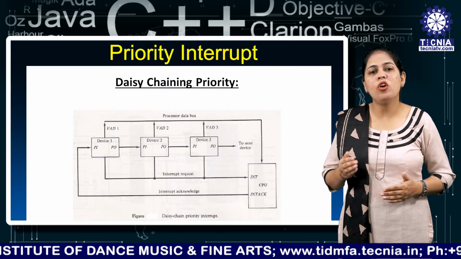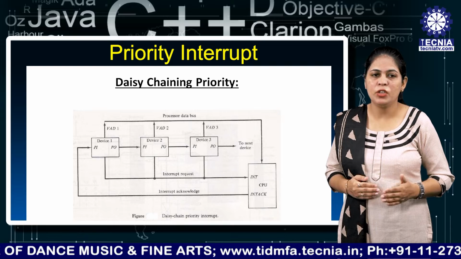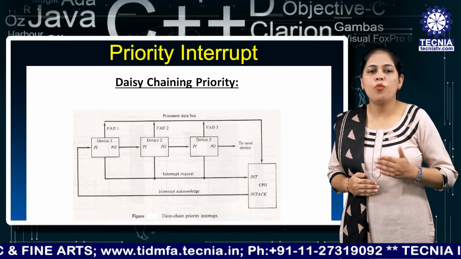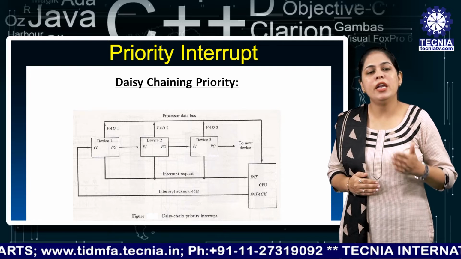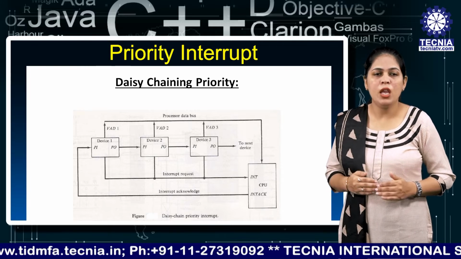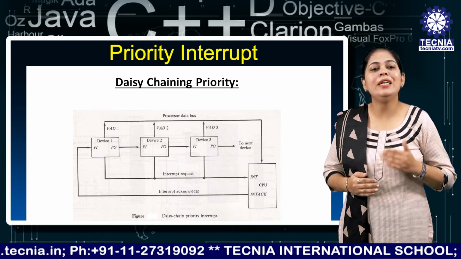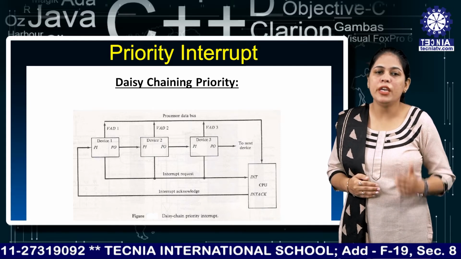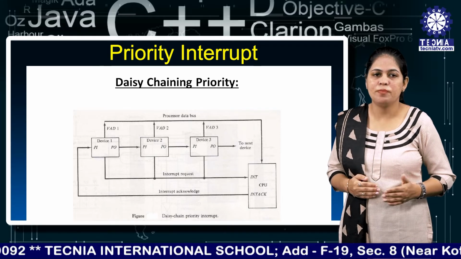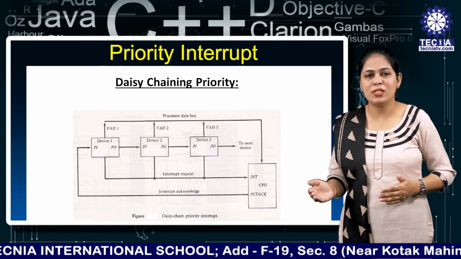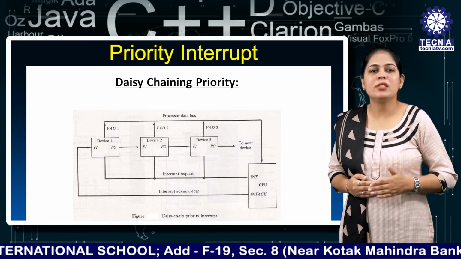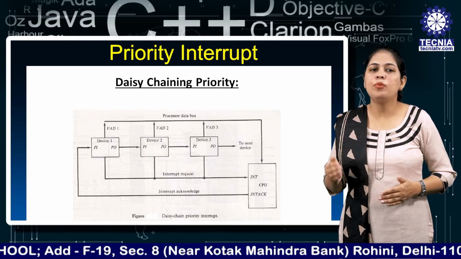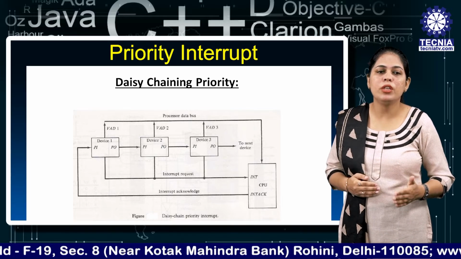Next is serial or daisy chaining priority. Devices with higher priority are placed first. The devices that want attention send the interrupt request to the CPU. The CPU then sends the INTACK signal, which is applied to PI, that is priority in, of the first device. If it had requested attention, it places its VAD, that is vector address, onto the bus and blocks the signal by placing 0 in the PO.